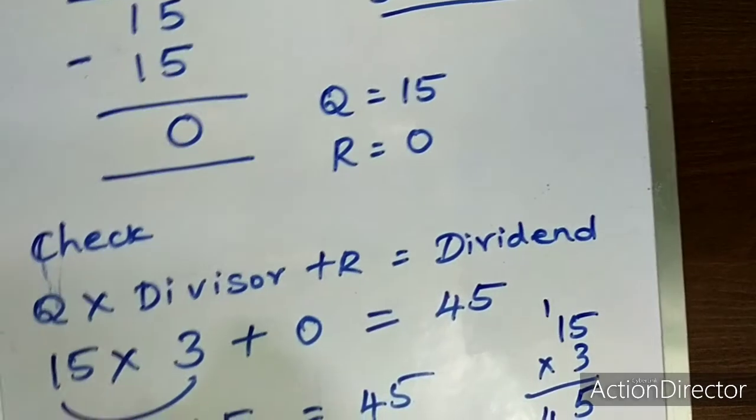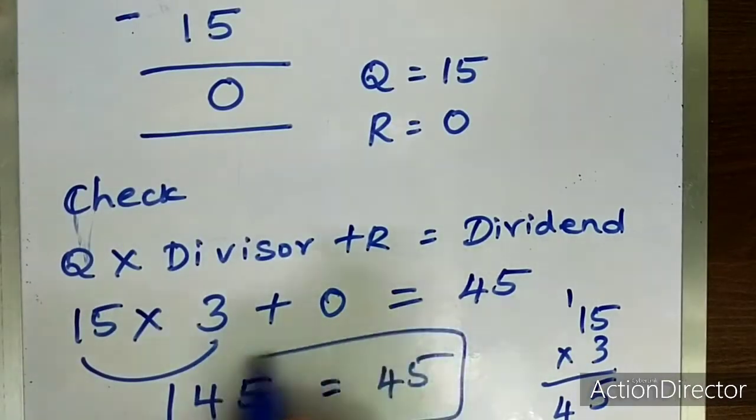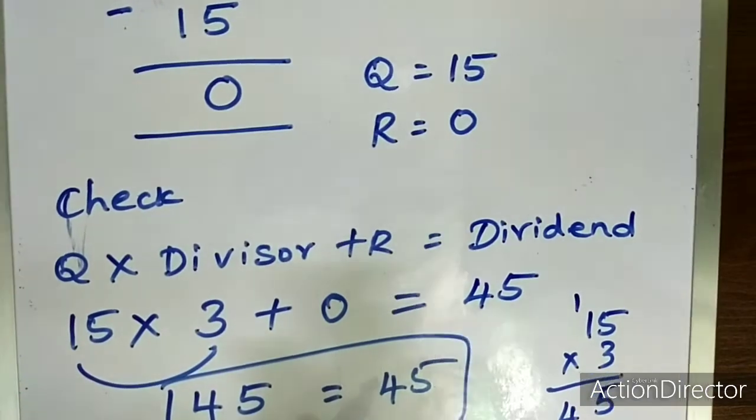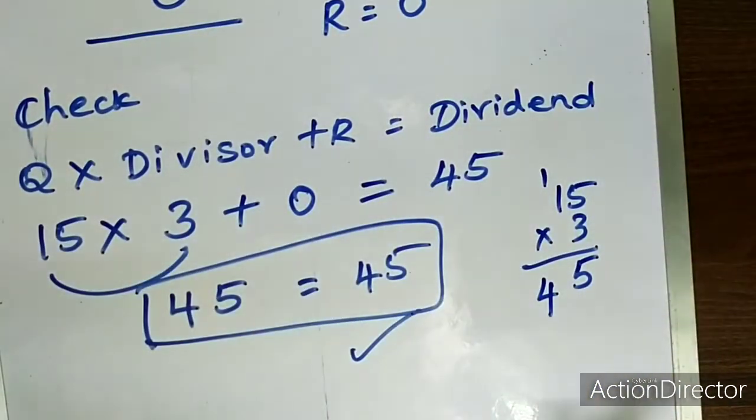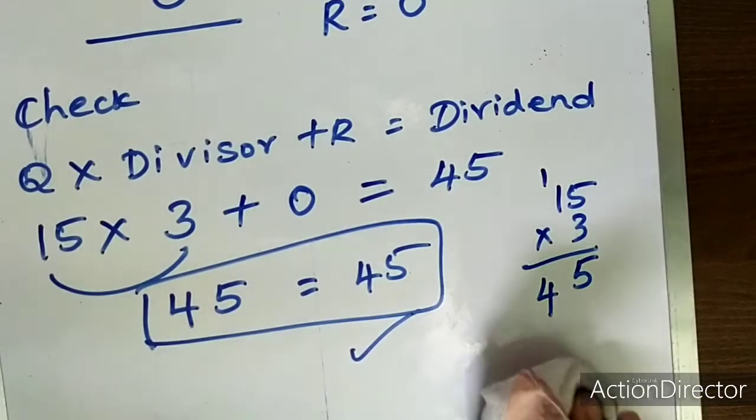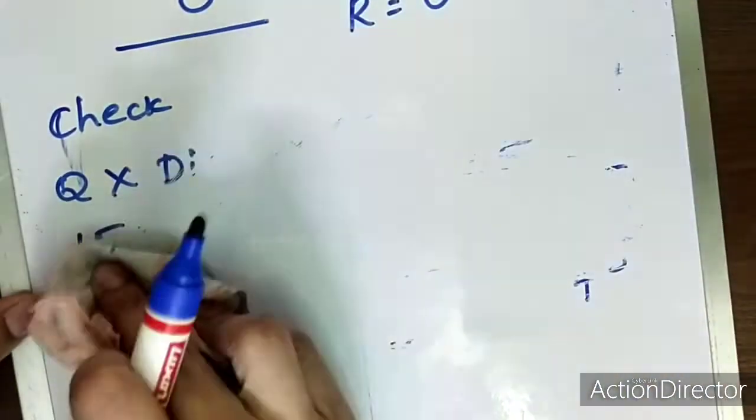So on both sides we got the same answer. So the sum is correct. We have done the division and we have checked the answer also. This is how you will do the long division, and using the formula you will check the answer. Yes, one more sum we will do.